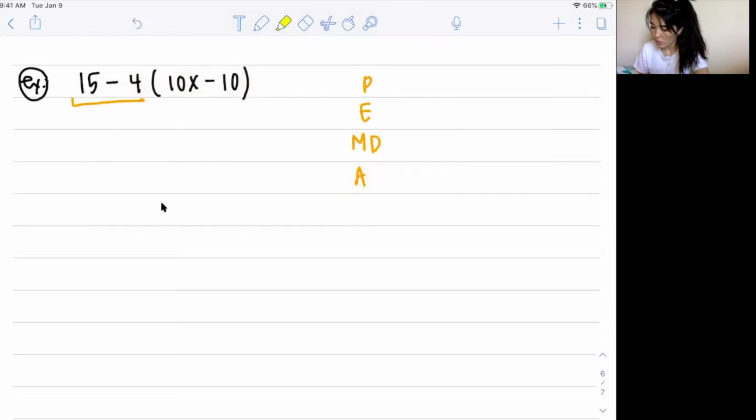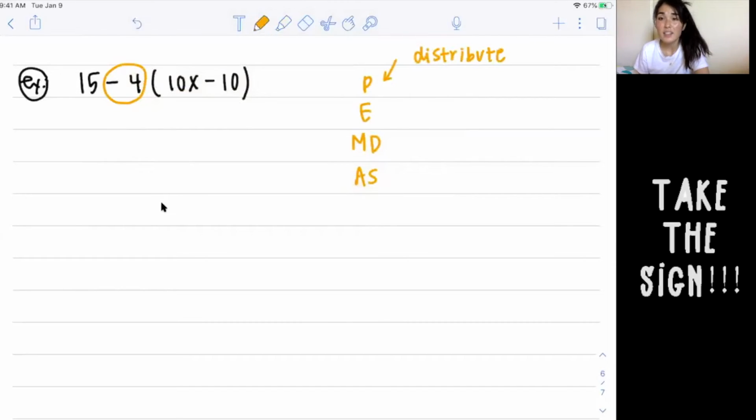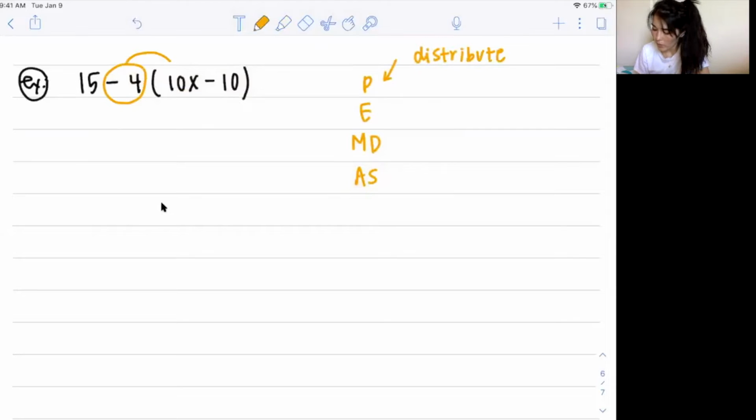Remember what I just told you from this last example was to do parentheses first, distribute first. So same idea here. With parentheses, I want you to distribute. Notice that you are going to distribute the sign with that. Take the minus sign with the 4. So negative 4 times 10x is going to be negative 40x. And then negative 4, and again, take the sign with it. Negative 4 times negative 10 should become positive 40.